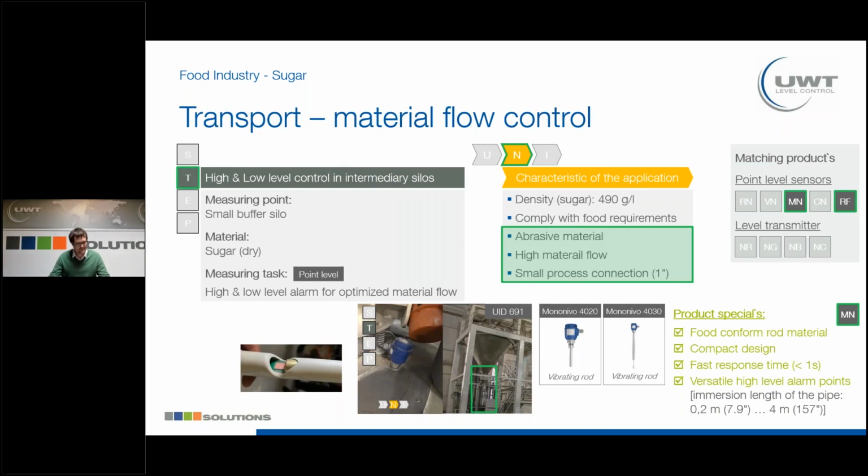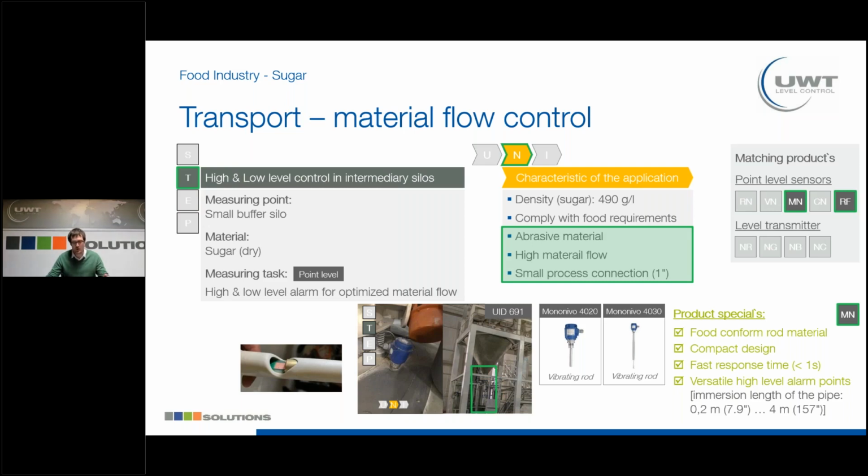The next step is T, so transport, and we also take it as a normal application. So we have a small buffer silo with dry sugar, and here we have a high and a low level alarm for optimized material flow. The density stays at 490 grams per liter, and there is also a food requirement. What we have here is abrasive material, a high material flow and a small process connection. This is the reason why we went for the Mono Nivo 4000.